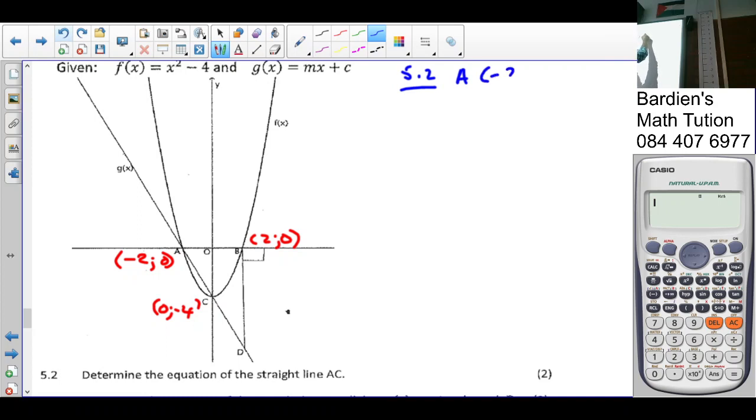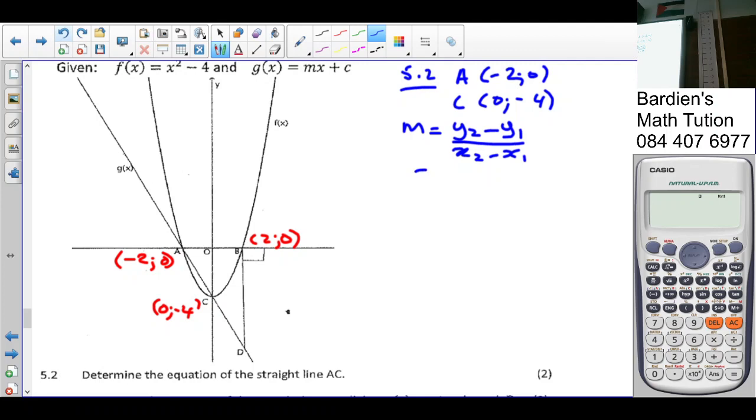So A, which is negative 2 and 0. C, which is 0 and negative 2. So how do you calculate the gradient? y2 minus y1 over x2 minus x1. So it's negative 4 minus 0 over 0 minus minus 2. Remember, if you made this y2, that must be y1, x2, x1, or vice versa. If you made 0 the first one, then of course you affect the change accordingly. So this works out to be negative 4 over 2, which is negative 2.